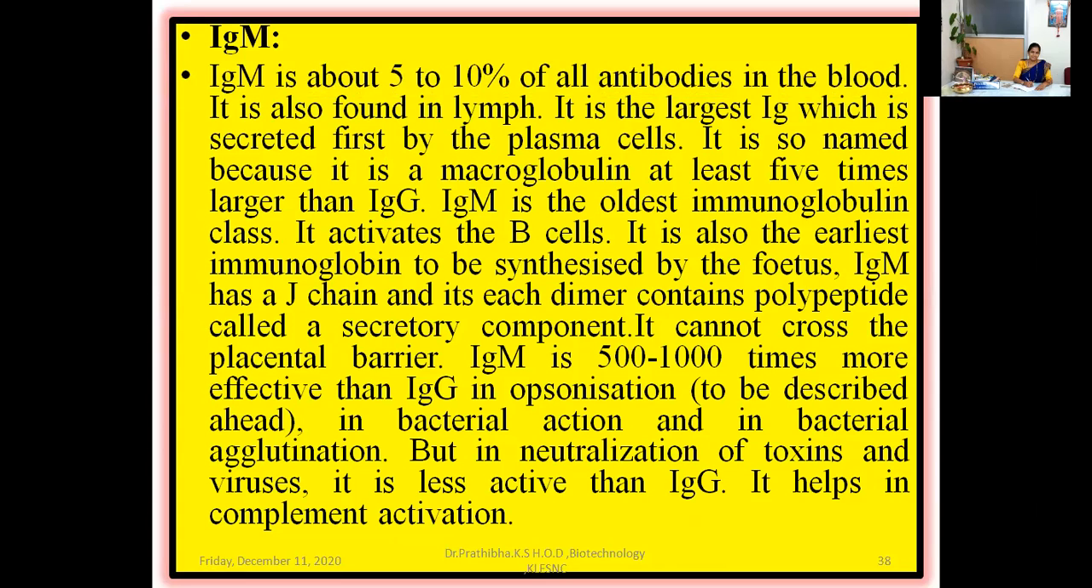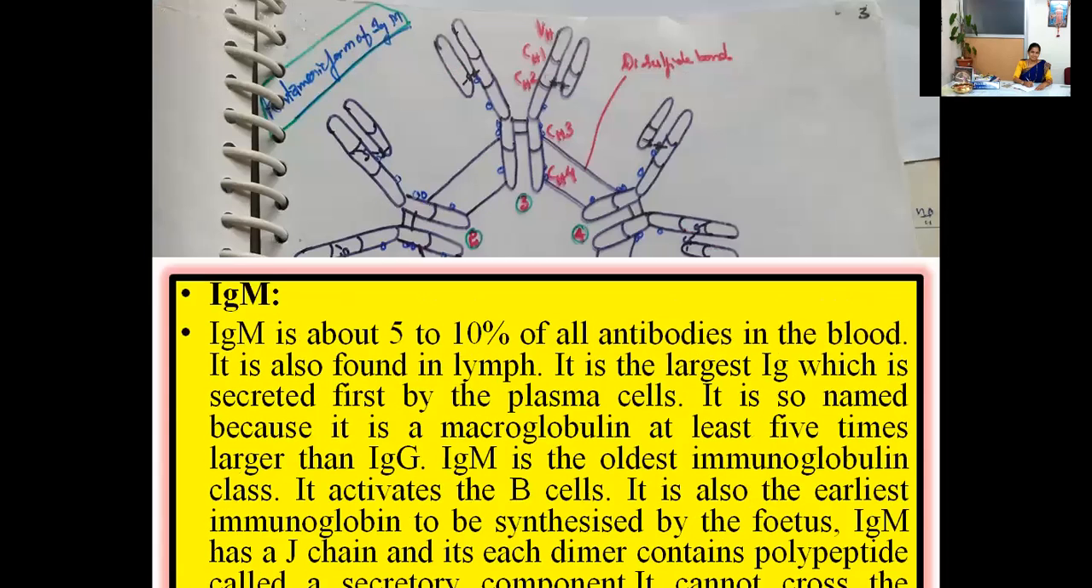IgM is 500 to 1000 times more effective than IgG in opsonization, which I explained in the previous video also, and in bacterial lysis and bacterial agglutination. But in neutralization of toxins and viruses, it is less active than IgG, but it helps in complement activation. If I'm going very quick, kindly pause this video and make a note.